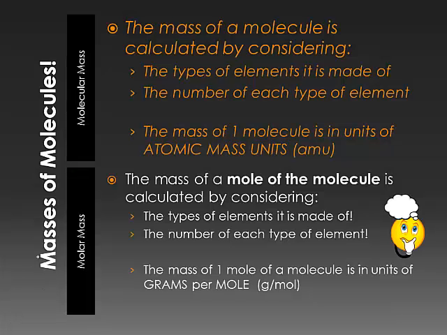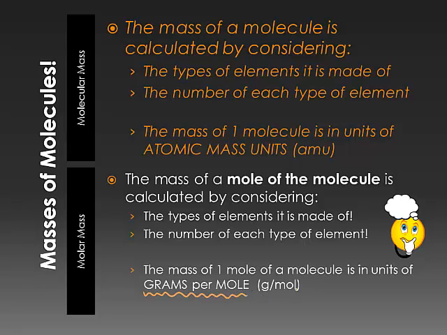So we've talked about molecular mass. It's the mass of a molecule, and it's calculated by considering, again, the number of types of the elements it's made of, and it has units of atomic mass units. And we can now bring up a new term, which is called a molar mass, the mass of 1 mole of a molecule or atom. And that's calculated by, again, considering the types of elements that are in it and the number of each type. The same thing. The difference here is that it does not have units of atomic mass units. It has units of grams per mole.